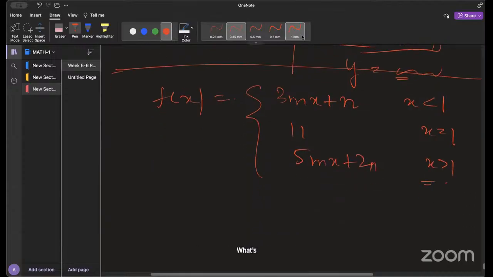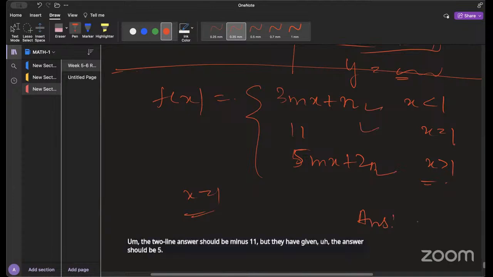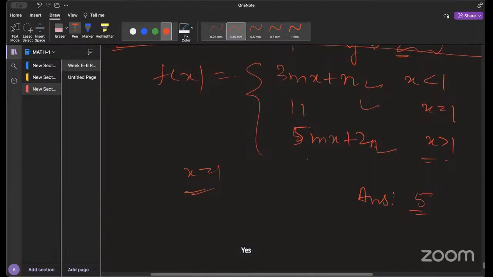What's the question? We have to find the value of m plus n given that it's continuous. It's given to be continuous, right? So the only problem is at x equals 1. Everywhere else it's fine. You're saying the answer is given wrong. What's the answer? The actual answer should be minus 11, but they have given the answer as 5. They've given 5. Okay.